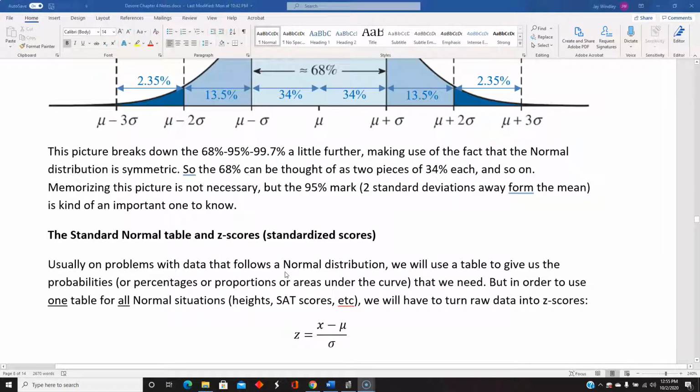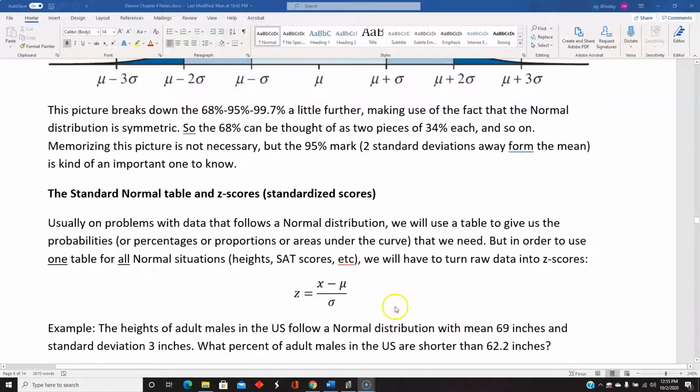So usually on problems involving the normal distribution, we're going to turn the raw data of the problem into a z-score. If we turn it into a z-score by subtracting the mean and dividing by the standard deviation, then we will be able to use something that's referred to as the standard normal distribution or the standard normal table to look up answers to basically any problem involving the normal distribution.